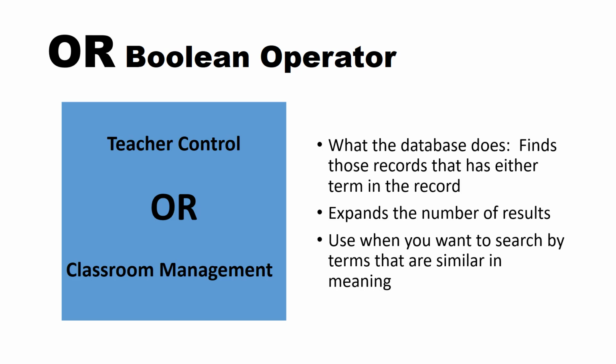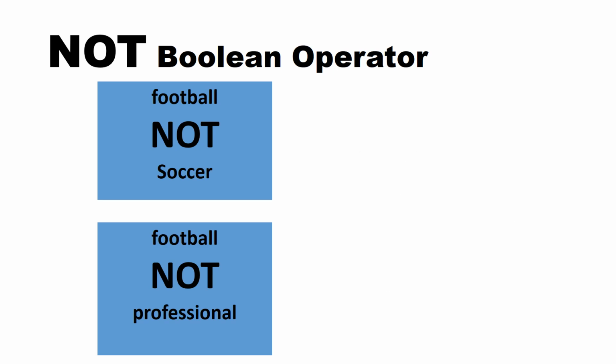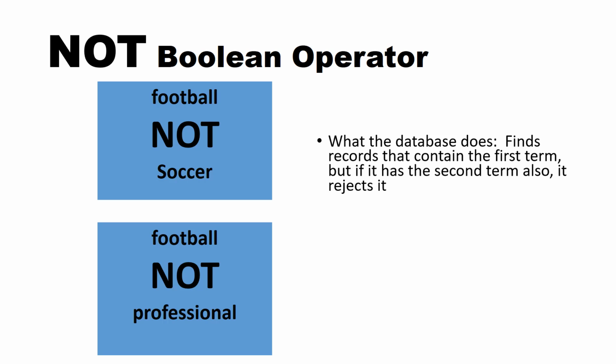Now, the not boolean operator, what the database does is find records that contain the first term, but if it also has the second term, it rejects that particular record.